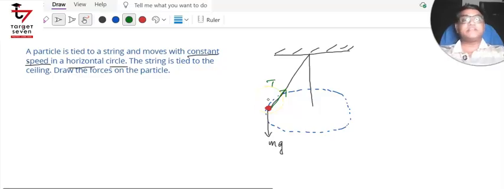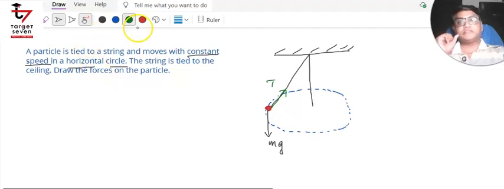But going a step forward, since the body is moving in a circular path, there obviously should be a centripetal force. Now, centripetal force, we need to understand, is not a new force. The existing forces, or rather the sum of all the existing forces, will be playing the role of centripetal force. Isn't it clearly mentioned that this is moving in a horizontal circle?